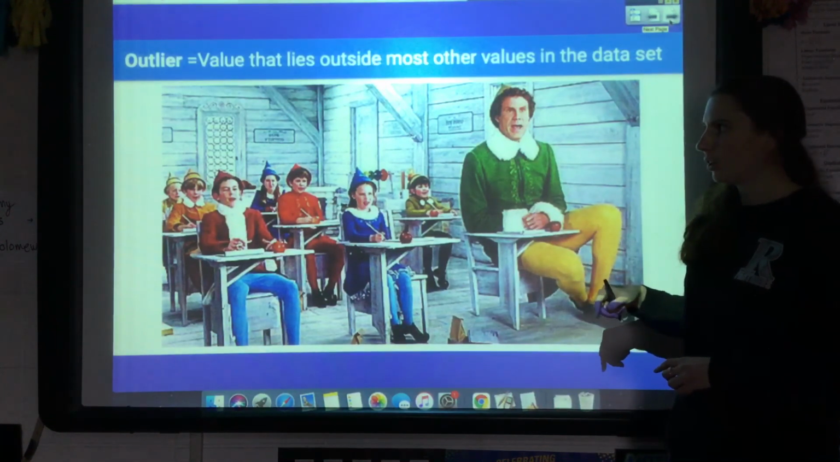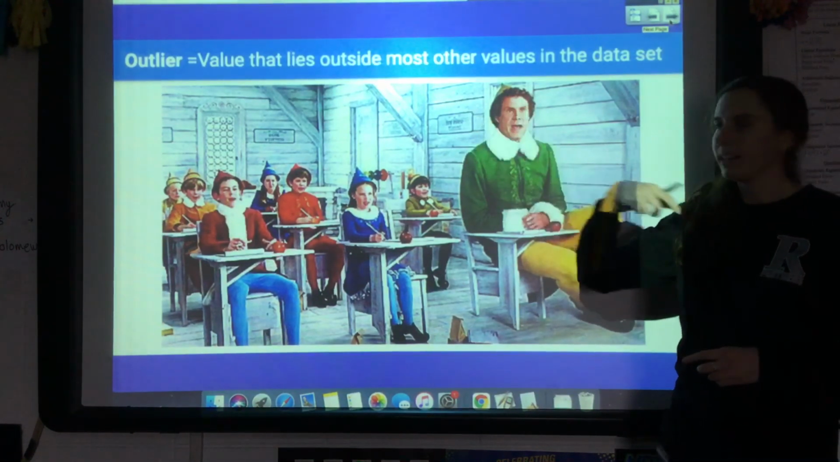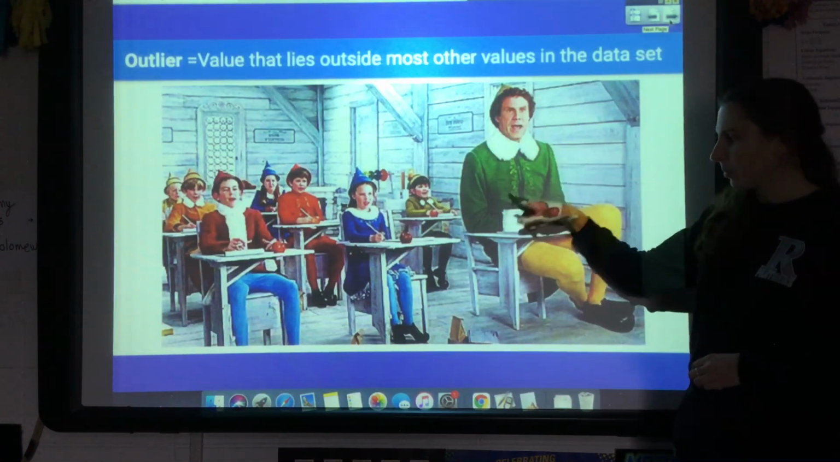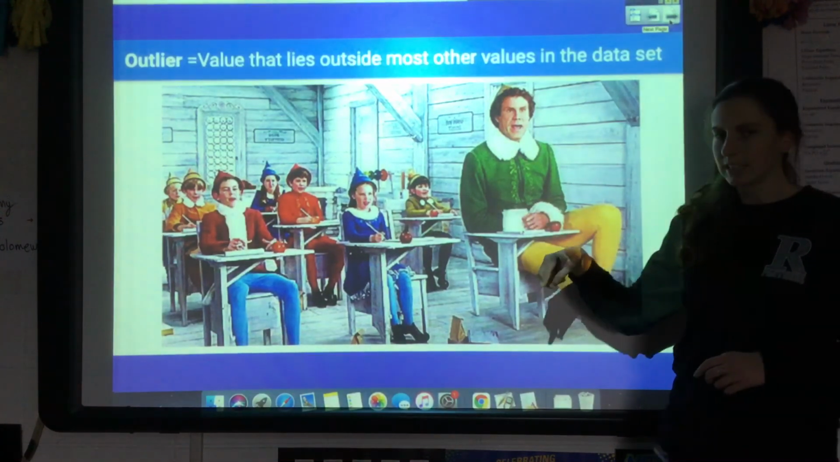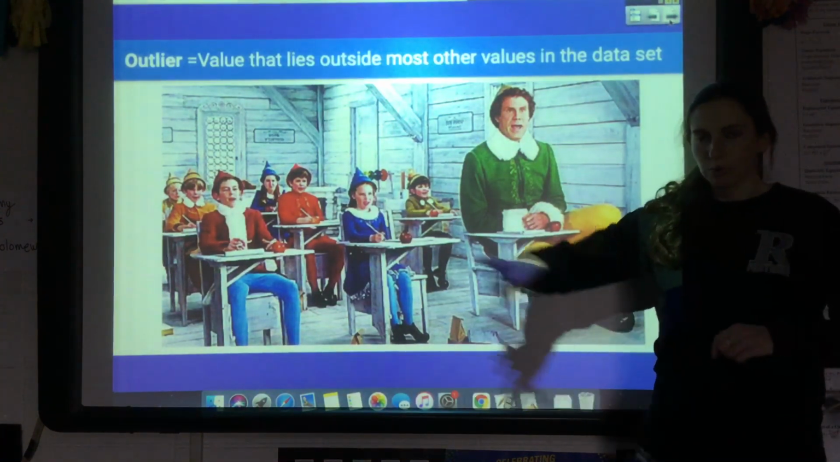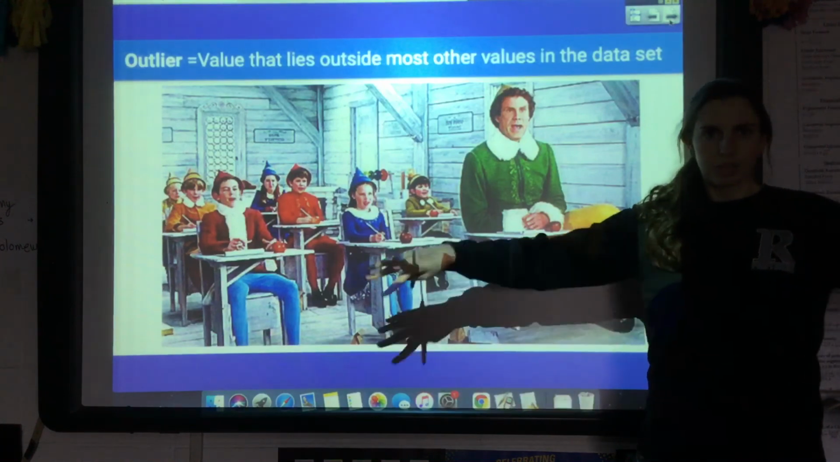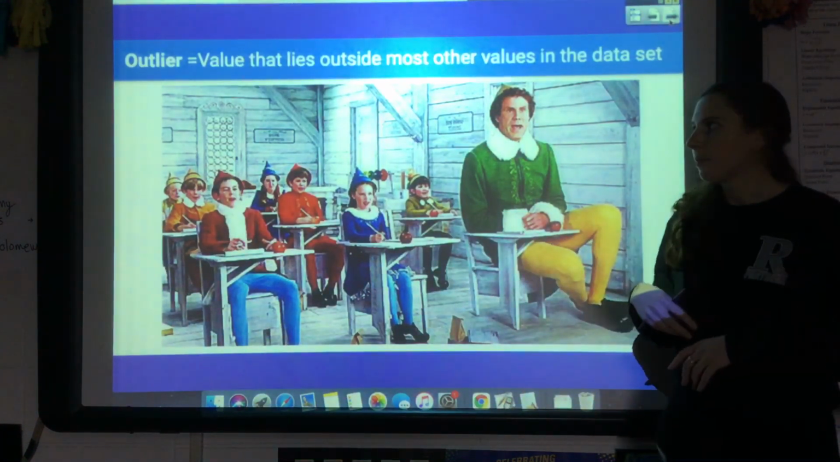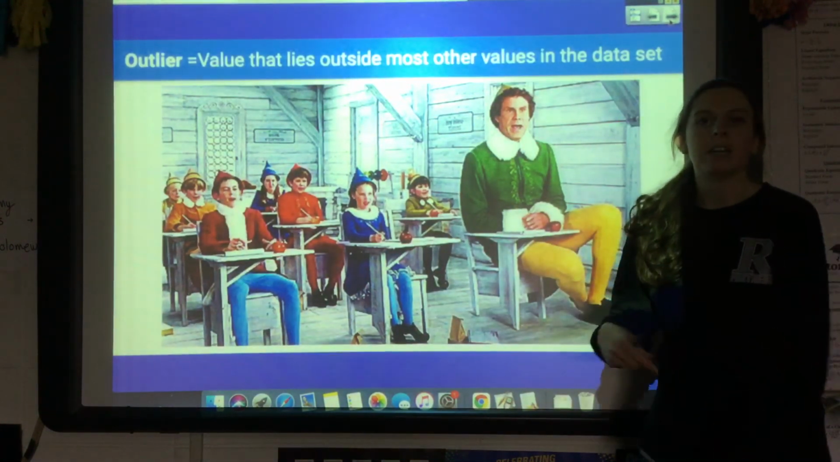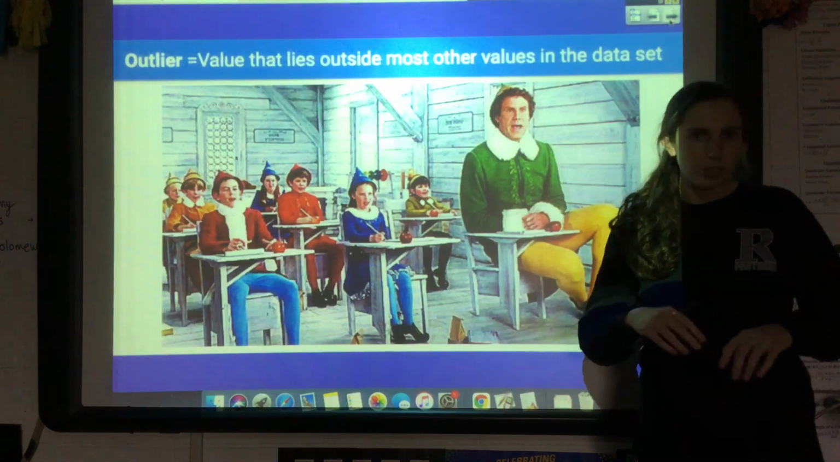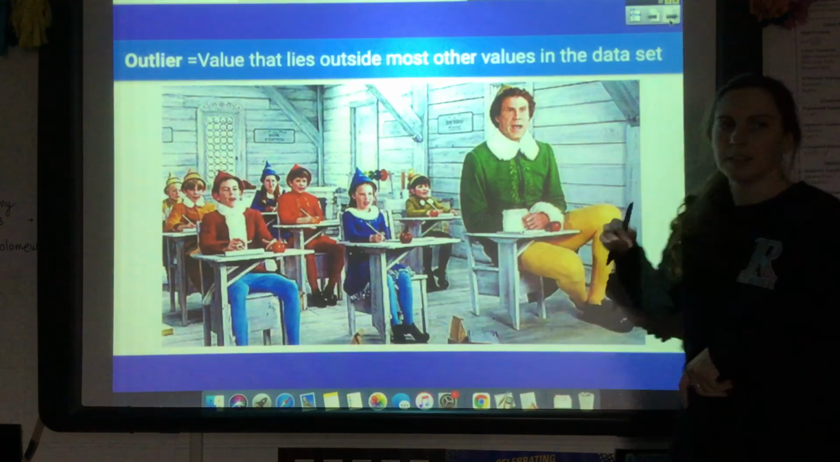All right, now let's talk about mean versus median. Before we do, we need to go over one other term, which is an outlier. An outlier is basically like Buddy the Elf here. It's a value that is either really big or really small, way away from all the rest of the data. You can have a few outliers, but they're data points that are way outside the rest of the data.